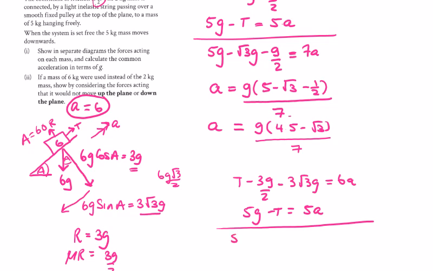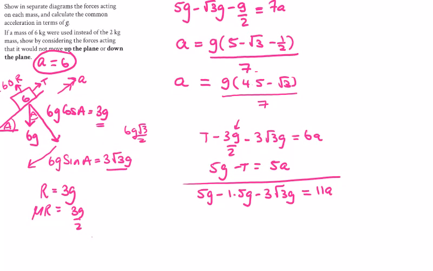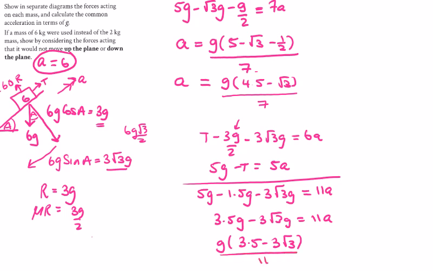So what are we going to get here? 5G minus this one here, 1.5G minus 3 root 3G is equal to 11A. Okay, let's simplify the left hand side on its own. So we're going to get 3.5G minus 3 root 3G is equal to 11A. G by 3.5 minus 3 root 3, divided by 11, will be equal to A.